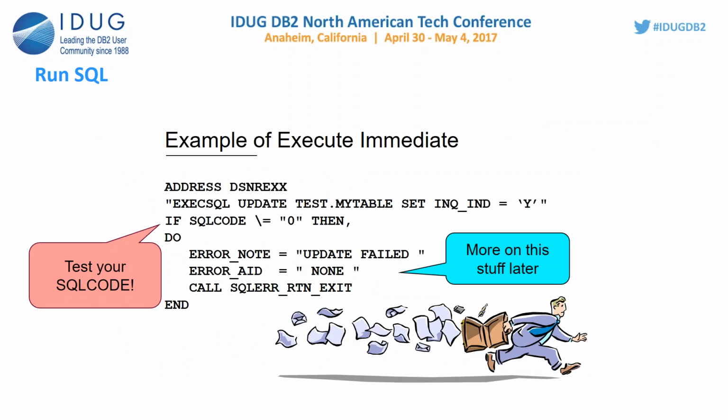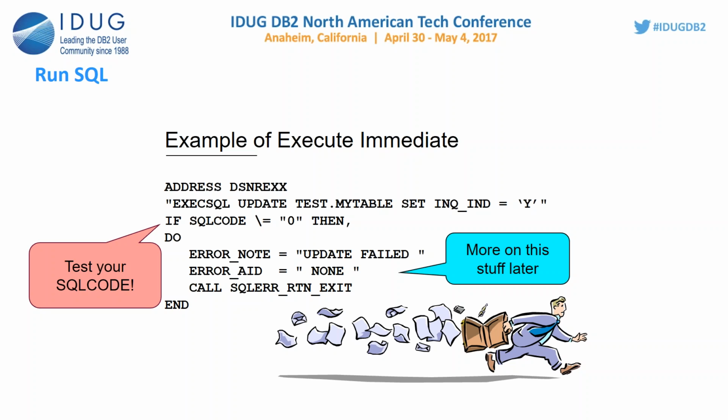All right. So here's an example of a simple SQL statement that we can run using the REXX interface. Okay. So address DSN REXX, right? That's the REXX environment, the REXX DB2 interface, and send it this SQL statement: exec SQL, update test.myTable, set inquiry indicator equal to a yes, whatever all that means, right? And after that, I'm going to check SQL code. If SQL code's not 0, then something went wrong.